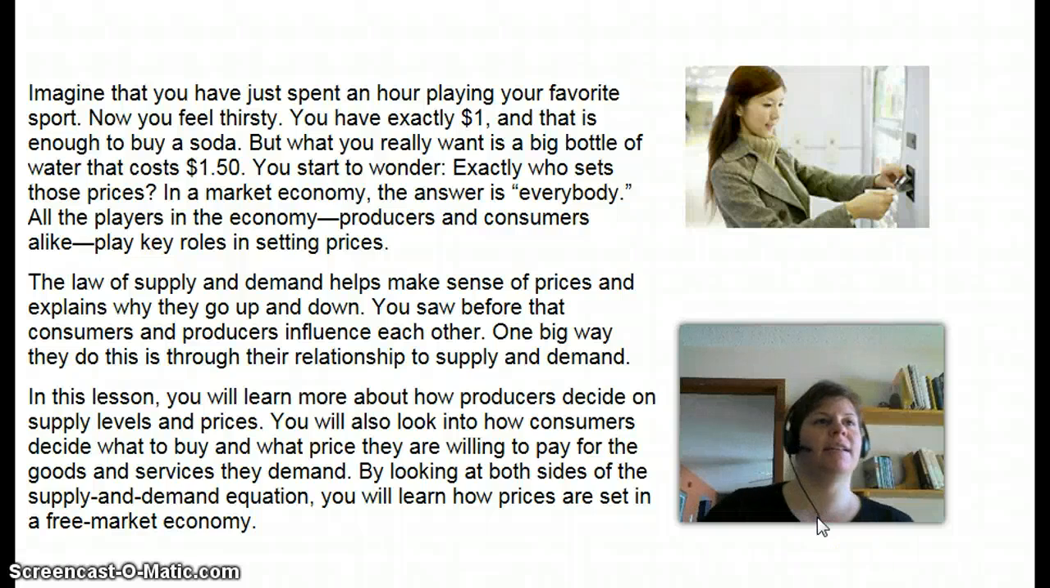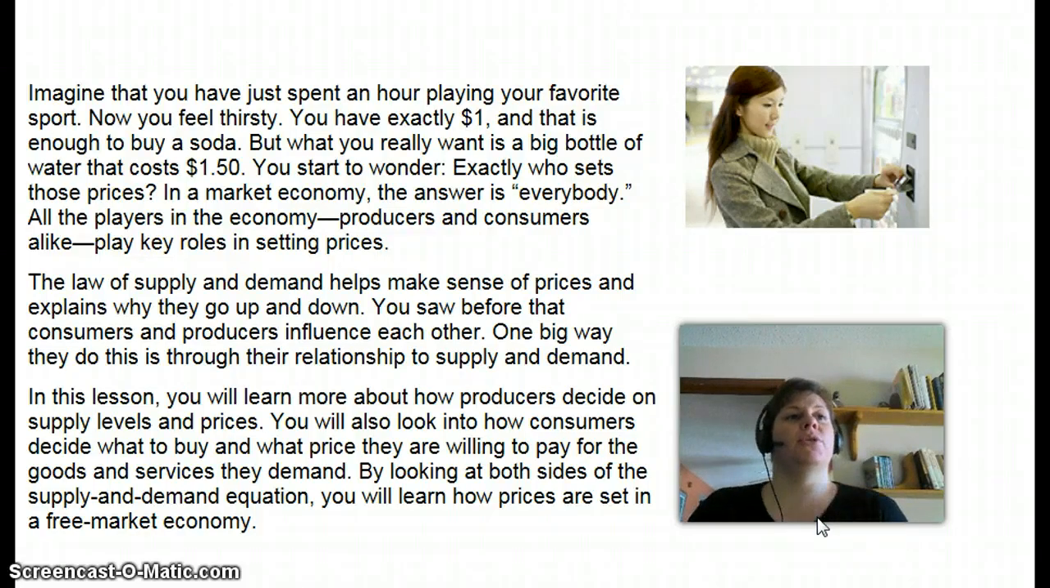Hi everyone, this is Unit 3 for Economics, and this will be 3.02 Supply and Demand 2.